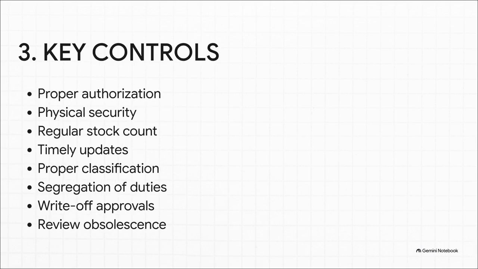Now, what's really interesting about this slide is how we neutralize those exact threats. We implement key controls as direct shields. They are proper authorization, physical security, regular stock count, timely record updates, proper classification, segregation of duties, approval for write-off, and review of obsolete inventory. These are your direct, practical solutions to the risks we just talked about.